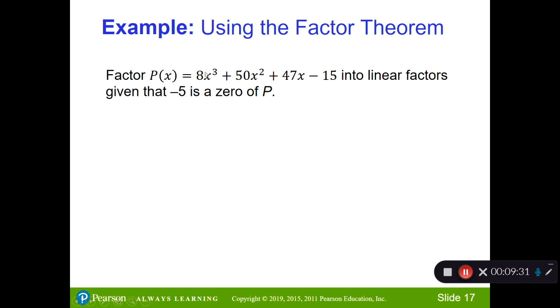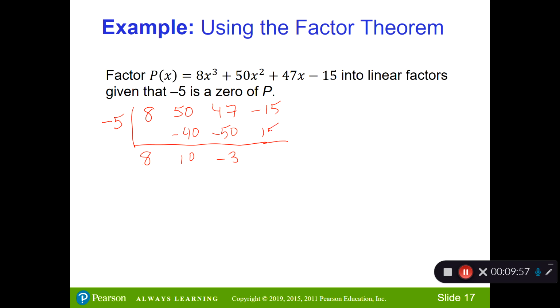So I want to factor this into linear factors given that negative 5 is a 0. So if negative 5 is a 0, that means when I divide it out into 8x cubed, 50x squared, 47x, and negative 15, I should get a remainder of 0. Bring down the 8. 8 times negative 5 is negative 40. Add going down, negative 50. Add going down is negative 3. Negative 5 times negative 3 is a positive 15. Add going down, we get a remainder of 0.